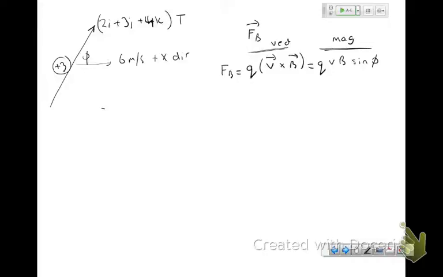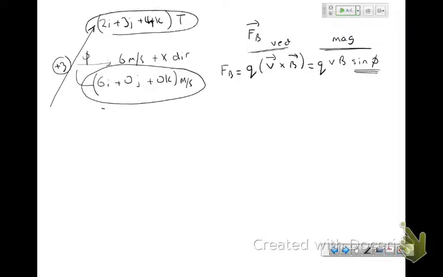But if I asked you for the magnitude, what route would you take? Would you try and find this angle? That's a bear. In 3 dimensions, that's a bear. So the better way is you say, oh, this is going to be 6I plus 0J plus 0K meters per second. Convert that second item into an IJK vector. Then do your cross product. And then if you need to have the magnitude, just do Pythagoras on your answer.